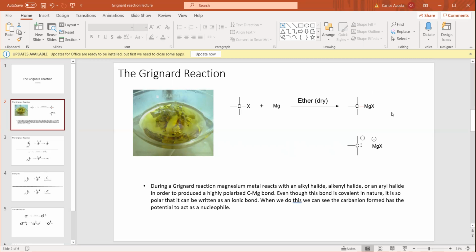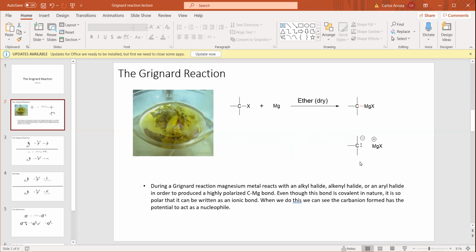Because of this, even though it's a covalent bond, we can draw this compound as a purely ionic species with an ionic bond. And you see here, when we do that, we have a carbon with a lone pair with a formal negative charge on it. This is a carbanion. We see that this lone pair has the potential to act as a nucleophile. And as a matter of fact, this is exactly what we see in practice.